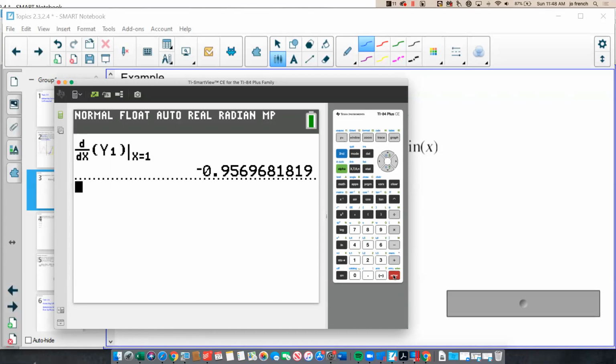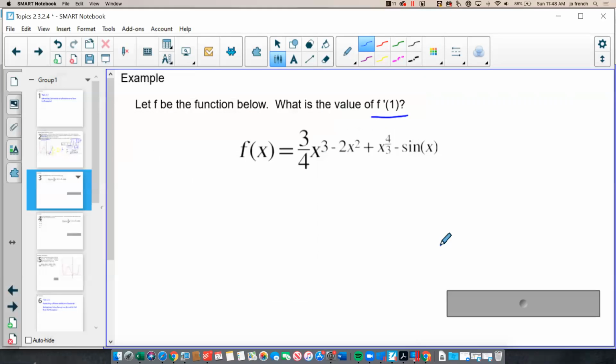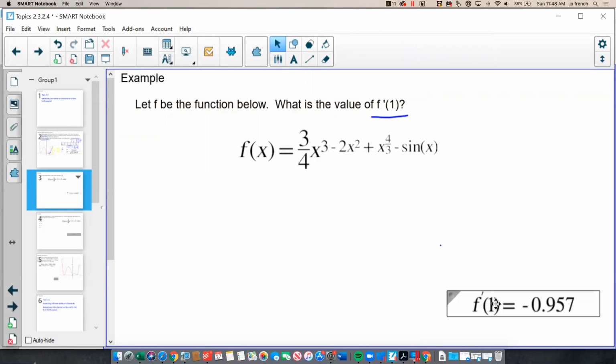And there's my answer, negative 0.956968. And now if I'm going to go to 3 decimal places, that means that I will round to negative 0.957.